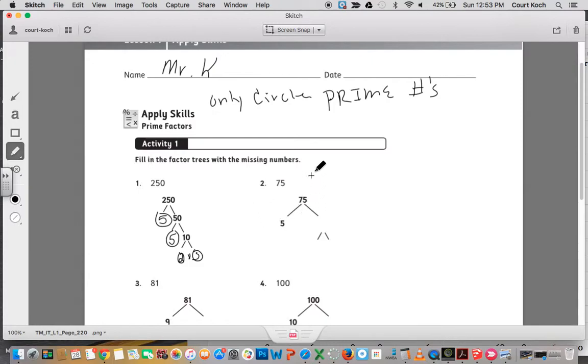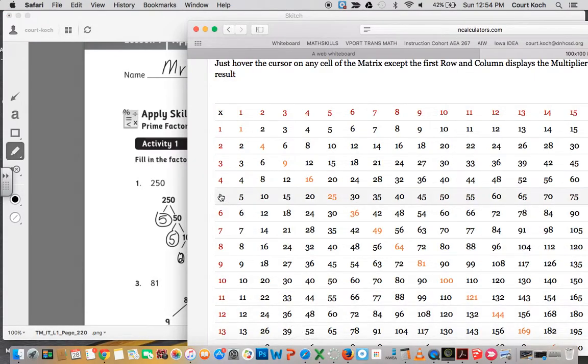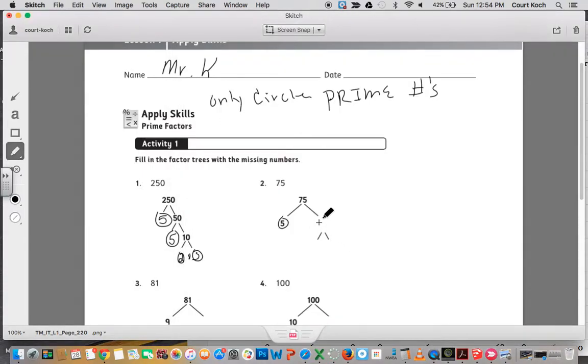Let's look at what number 2 looks like. Number 2 looks like it's missing a composite number right here. I say it's missing a composite number because it's got carets already set up underneath it. And 5 is prime, so I'm going to circle that 5. I started with 75. So 5 times what number is 75? Let's go back to our multiplication chart and look for 5 and 75. 5 times 15 is 75. So it looks like this missing number is going to be that 15.